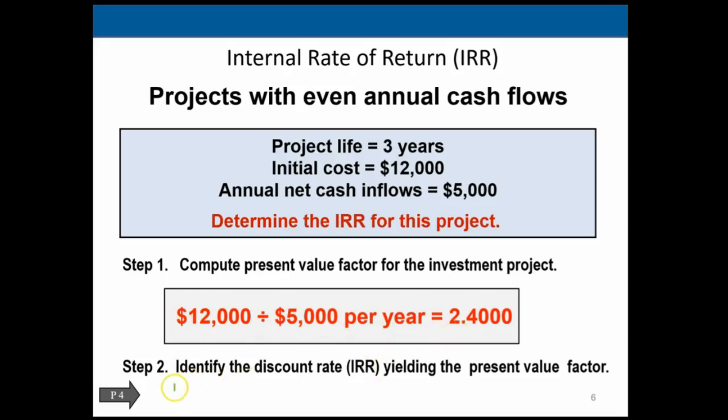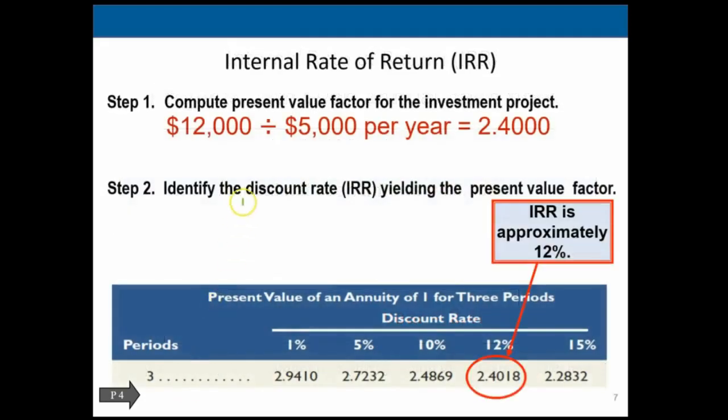Then we're going to take that 2.4 and step 2, identify the discount rate yielding the present value factor. So we're going to use our table and look for that 2.4. In that case, we're going to go to our present value of an annuity of 1. Note that we're going to the present value of an annuity. Why? Because we're saying that 5,000 is constant, and therefore we're not breaking out each individual year. We're looking at annuity tables. And if we do that, then what we're going to do is say, hey, this project had a 3-year period.